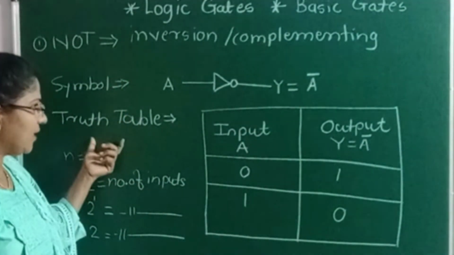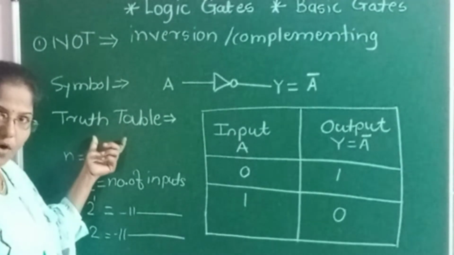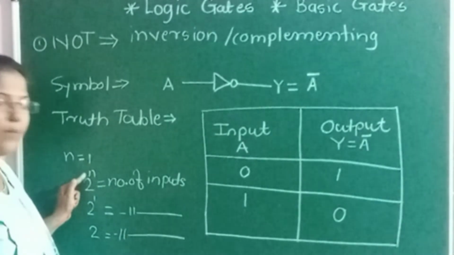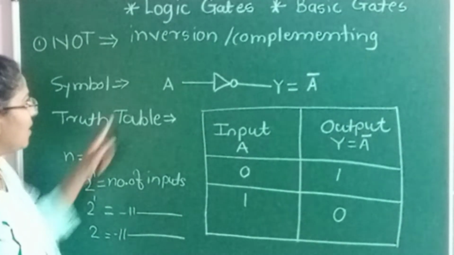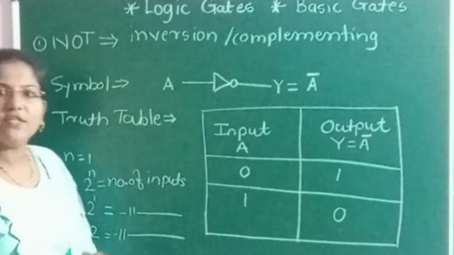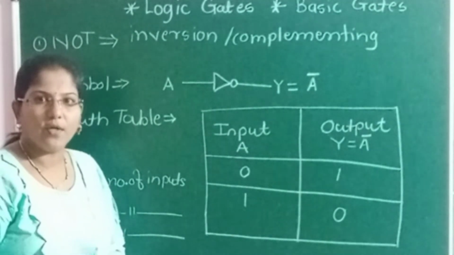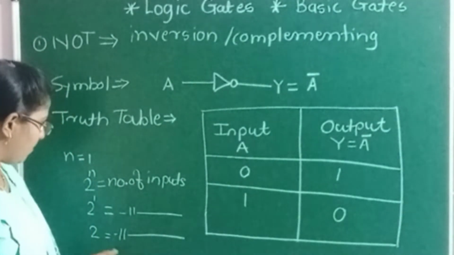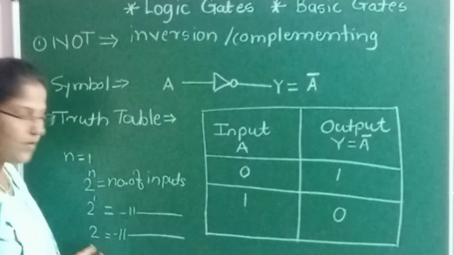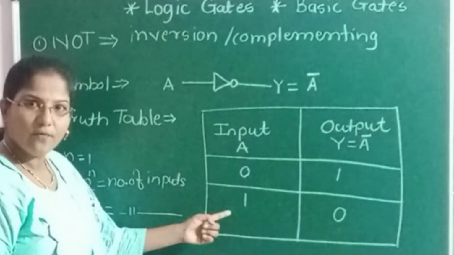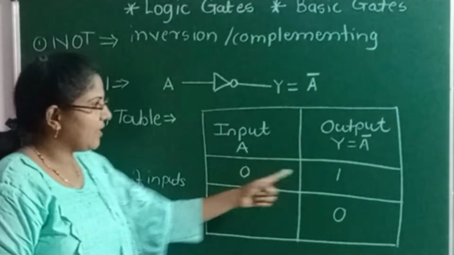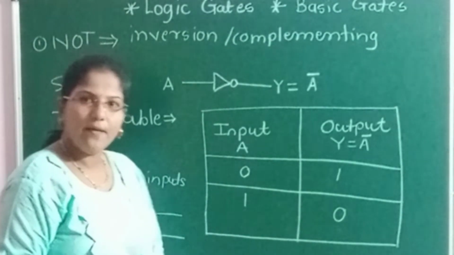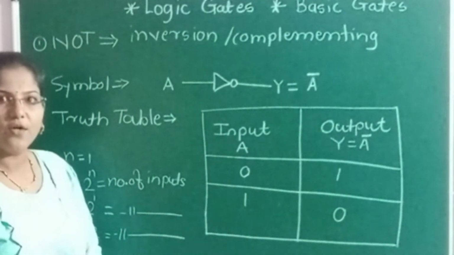Next one is the truth table. First find out the number of input combinations by using this formula 2 raised to n, where n is nothing but the number of inputs. Now remember, the NOT gate is the only gate which takes a single input. It will never take more than a single input. So always the number of combinations will be 2 only. First value will be 0, another will be 1. If the provided input is 0, then output will be 1. If the provided input is 1, then output will be 0. So this is about the NOT gate.